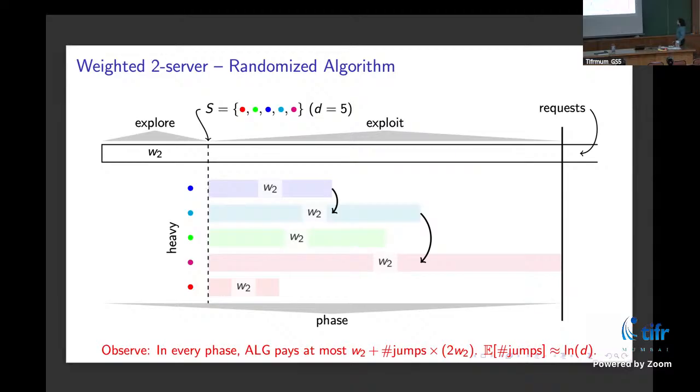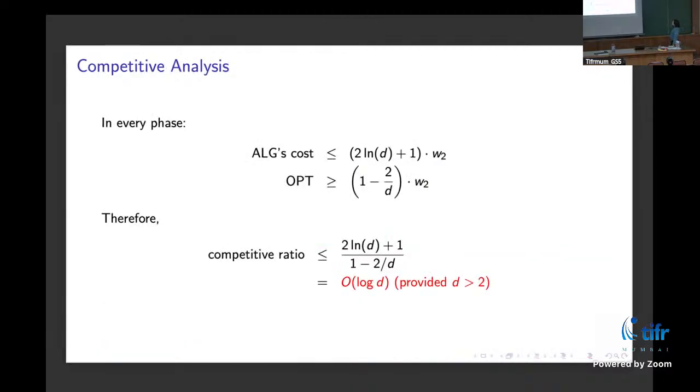Now let's look at the competitive analysis once again. The algorithm's cost is like 2 times natural log of D plus 1 times W2. Optimum cost is exactly the same as before, 1 minus 2 over D times W2. The ratio of these two things becomes an upper bound on the competitive ratio, and the bound improves. The takeaway is, provided D is greater than 2 once again, there is an absolute lower bound on D; D less than or equal to 2 is not going to work at all. So provided D is greater than 2, our bound is on the order of log D. Any questions so far?